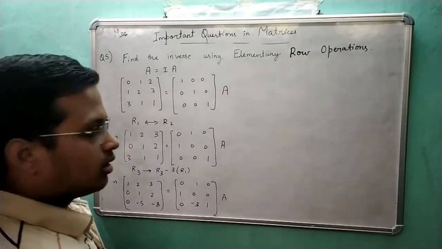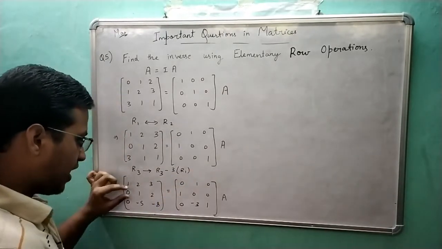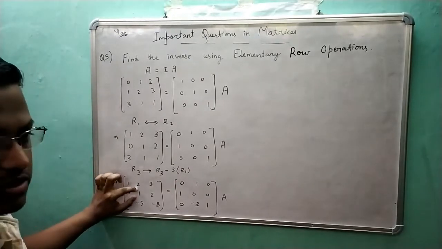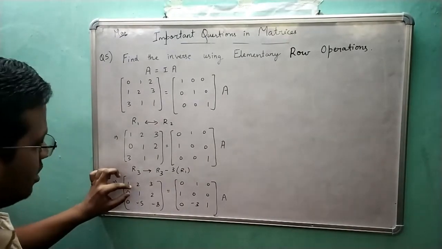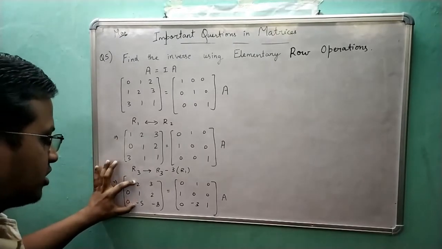Now, our next step is we have to make the middle element 1. Since it is already 1, we don't have any problem. Using that, we have to make others 0.